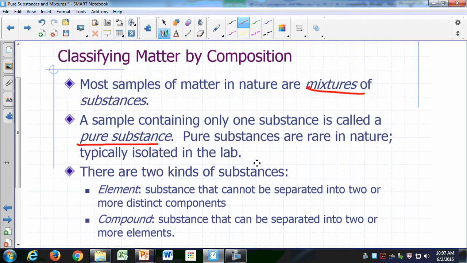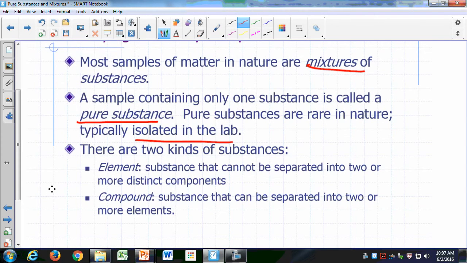What you do is you have a sample of matter, a natural sample of matter, and you separate it into parts. And so these parts are called substances. And so you isolate them in the lab. Now, there are two kinds of substances. Those two kinds are called either an element or a compound.